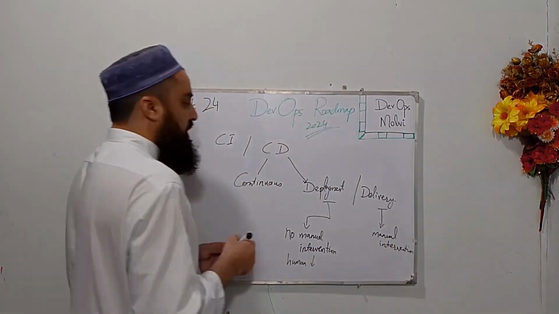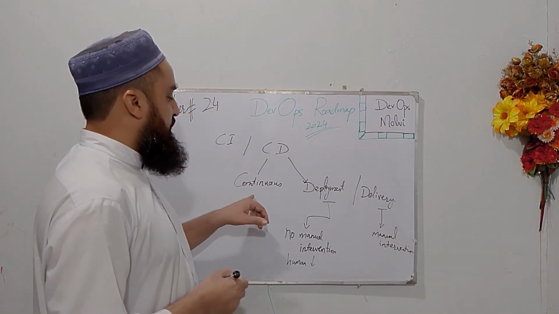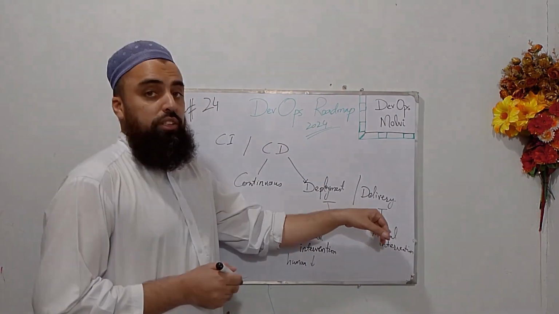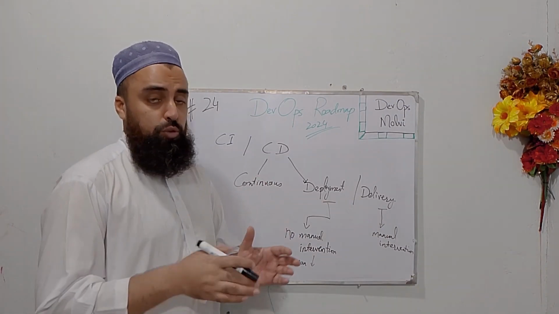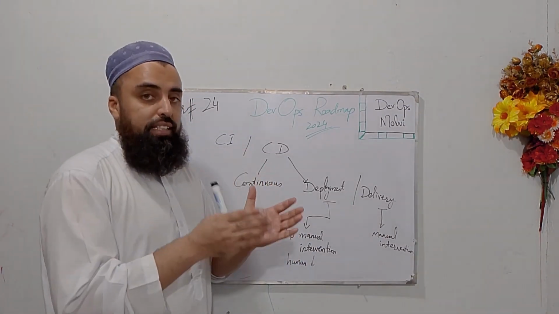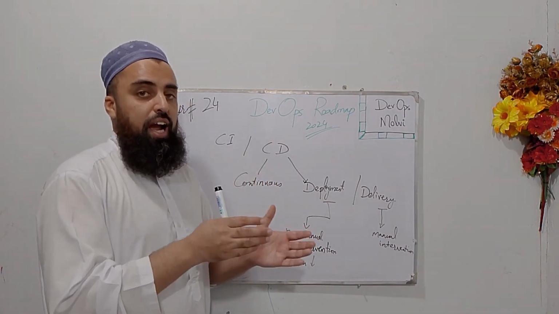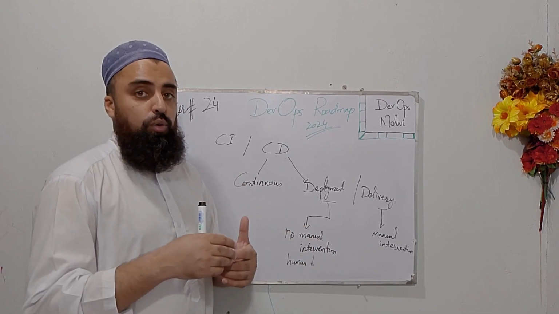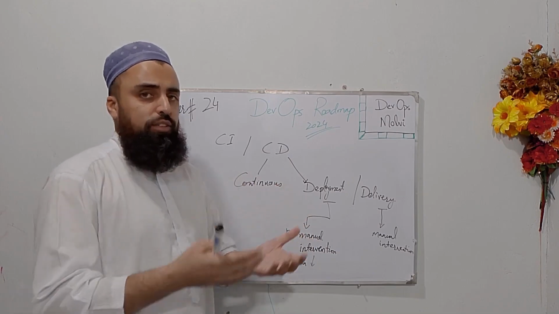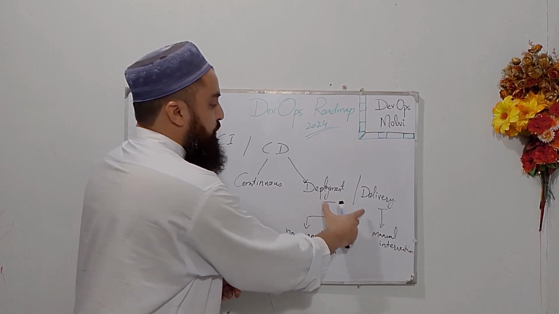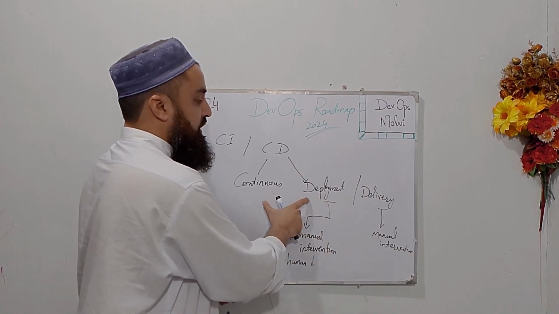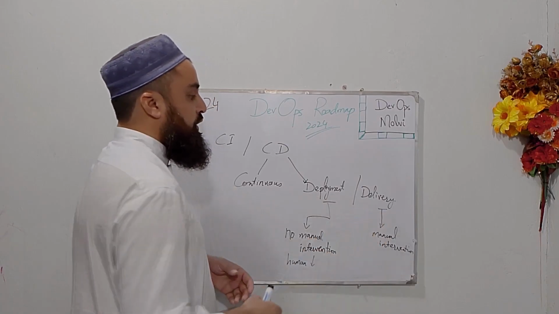So guys, if you are asked about what is the difference between continuous deployment and continuous delivery, the purpose of both terms is the same: to deploy the code. You saw that in continuous integration we have built and tested the code. Now we are going to deploy that code to our deployment environment. So there are two approaches. One is continuous deployment, the other is continuous delivery.